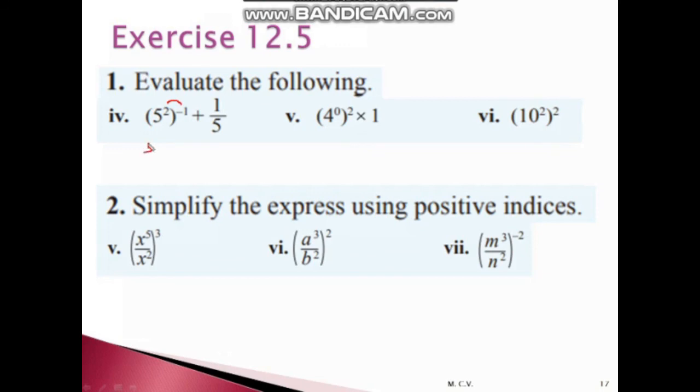Look at these exercise problems. 5 to the power 2 minus 1 to the power minus 1. Then 2 into minus 1, minus 2. 5 to the power minus 2 plus 1 over 5. Convert 5 to the power minus 2 into positive index form. That is 1 over 5 to the power plus 2, plus 1 over 5.